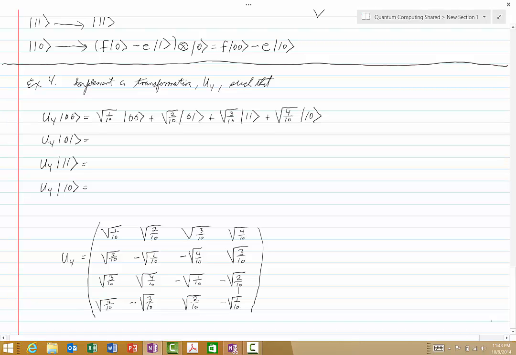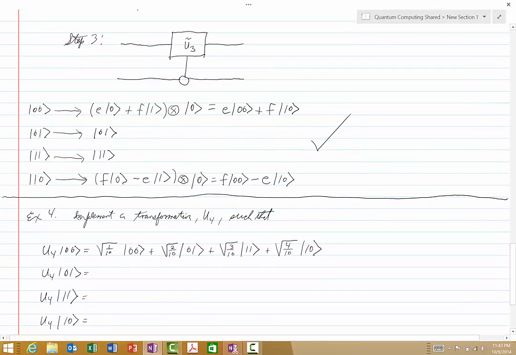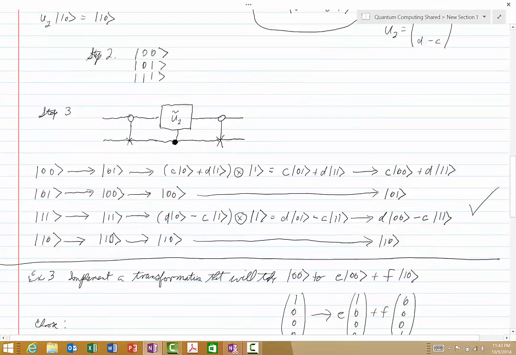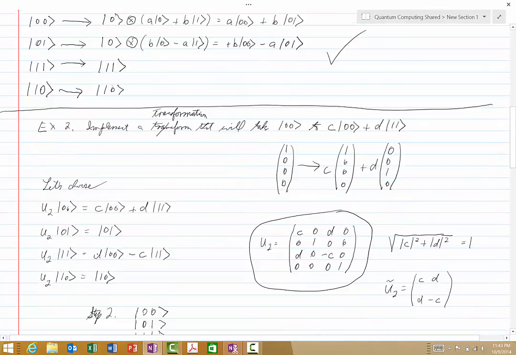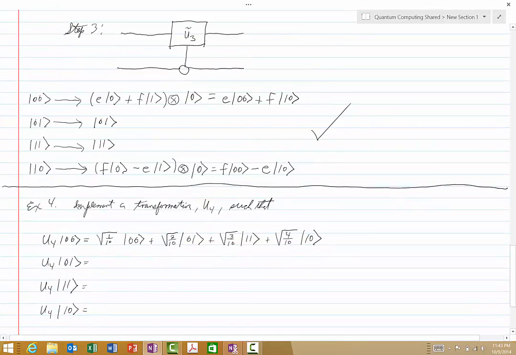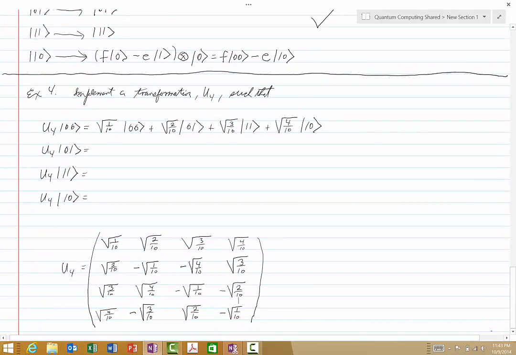And basically what I'm hoping to show here is that we can write this as the product of two-level unitary transformations. And each one of the two-level transformations will have the form of either U1 or U2 or U3, and we'll be able to finish this problem. Notice what I'm saying here. Let me make sure you understand. U4 is a unitary transformation, but it's not two-level unitary.